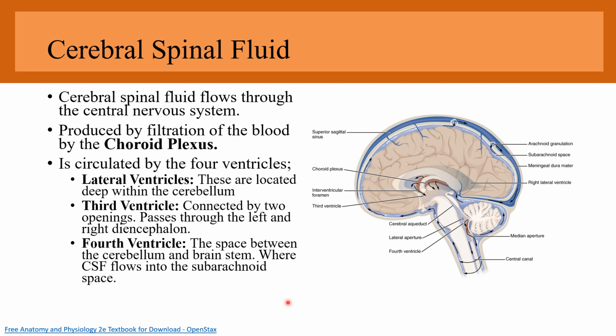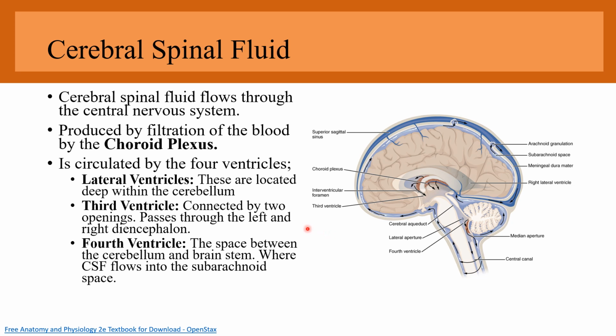Cerebrospinal fluid is circulated by 4 ventricles. So, we have the lateral ventricles. These are located deep within the cerebrum. There are 2 of them. Right here, since this is the right side of the brain, or the right hemisphere, we have the right lateral ventricle, somewhere in here.